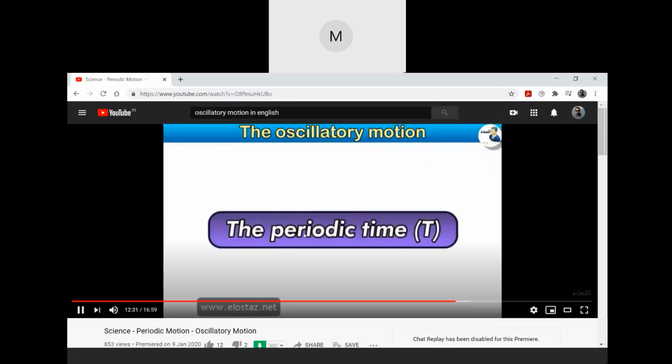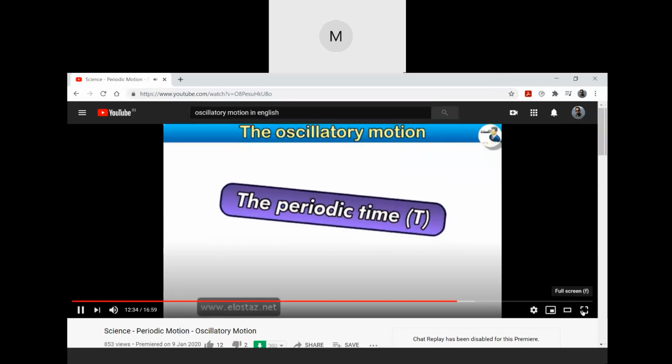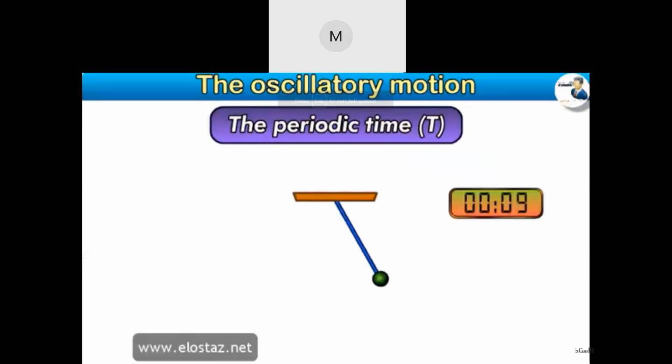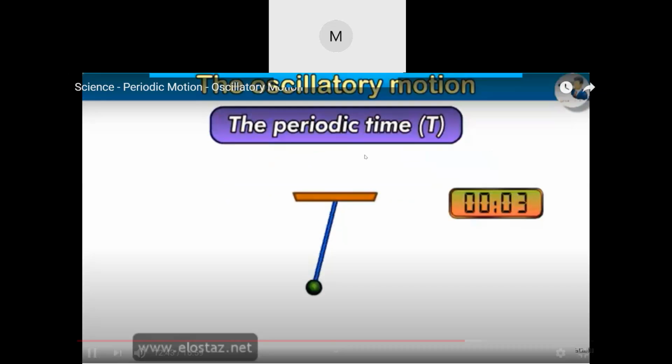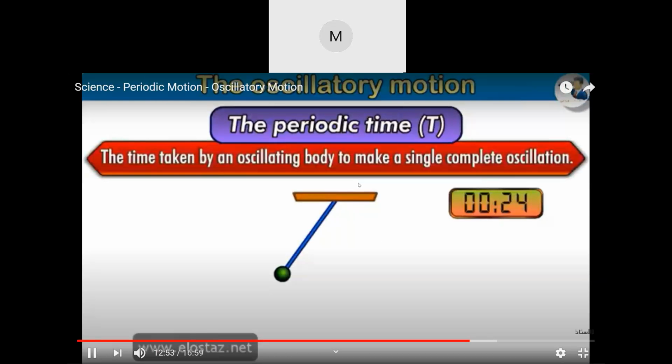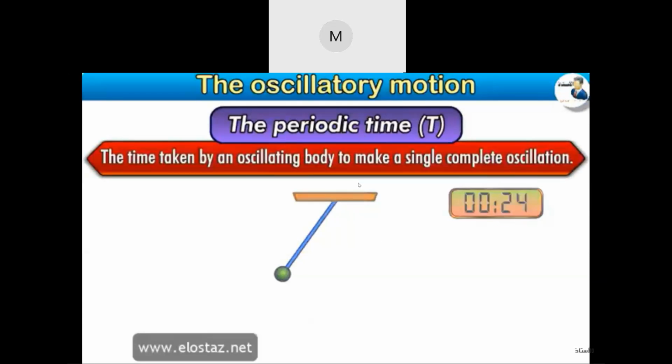The periodic time, T. What's meant by the periodic time? When an oscillating body makes a complete oscillation, it takes some time. The time taken by an oscillating body to make a complete oscillation is called periodic time. So we can define the periodic time as the time taken by an oscillating body to make a single complete oscillation. But the question now is, is there a relation between frequency and periodic time?